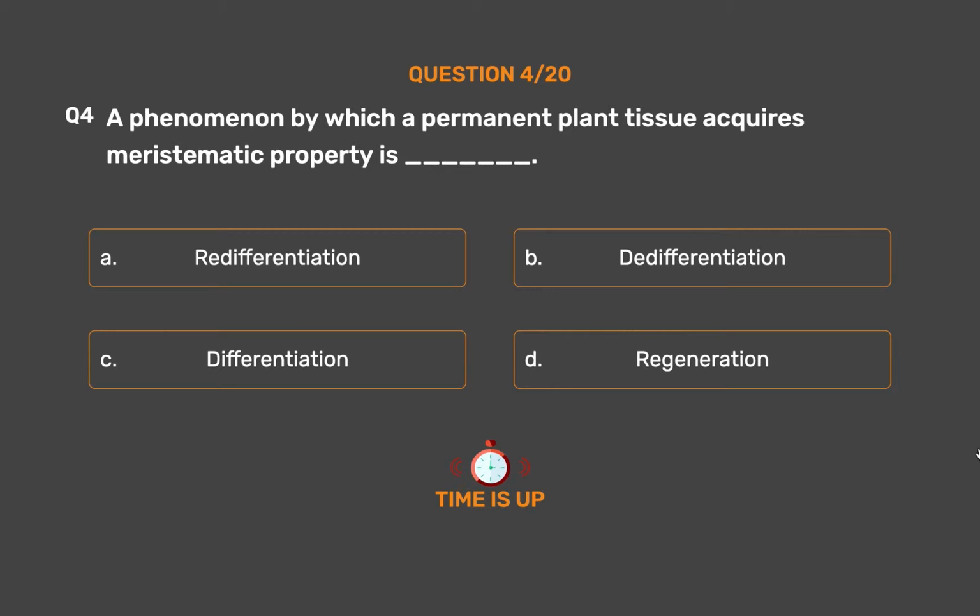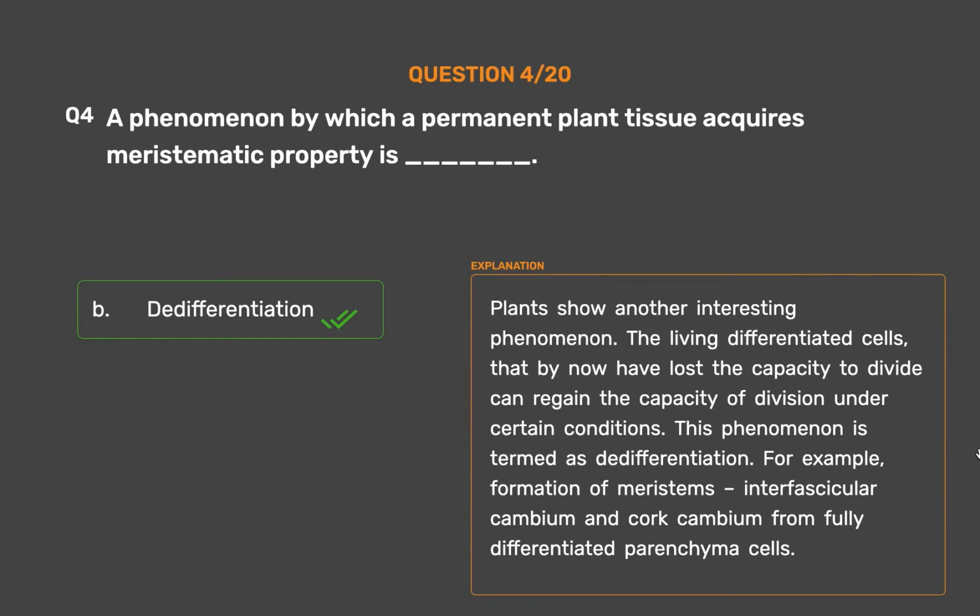The correct answer is option B. Dedifferentiation. Plants show another interesting phenomenon. The living differentiated cells that by now have lost the capacity to divide can regain the capacity of division under certain conditions. This phenomenon is termed as dedifferentiation. For example, formation of meristems, interfascicular cambium and cork cambium from fully differentiated parenchyma cells.